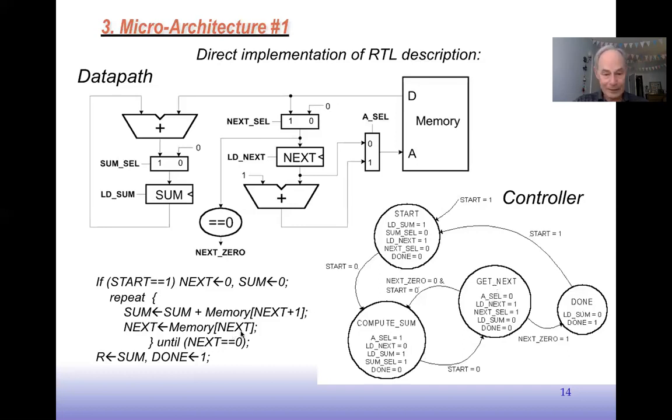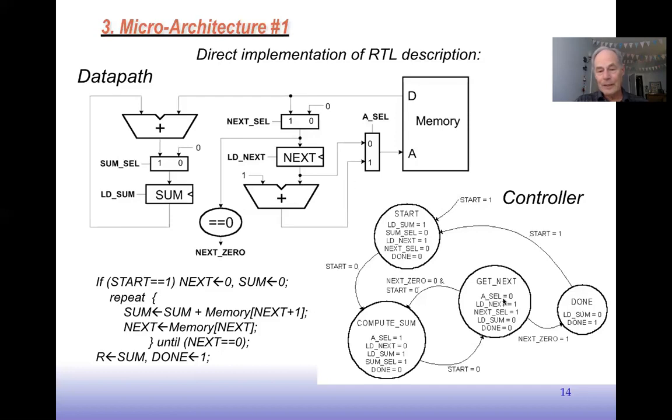Okay, and then if start is still not 0, we unconditionally go over to get next. That's this state here. What we want to do here is send the next value out as the address of the memory, and then get a next value back and store it into the register. That's going to happen as shown here. A select gets 0. Load next is a 1 because we want to change the next register. Next select is a 1, we want to take that path. Then load sum gets 0, and done is 0.